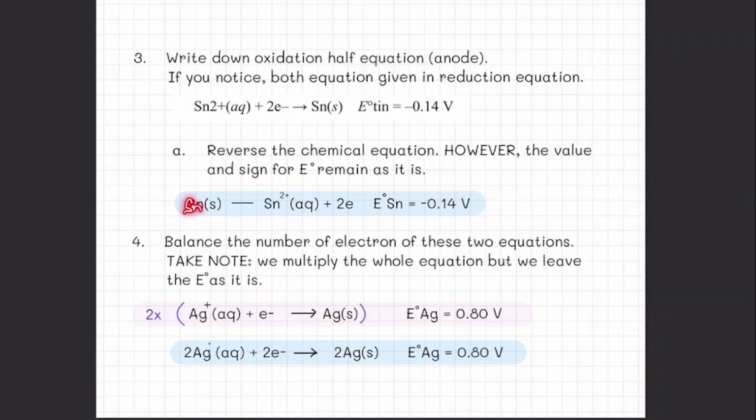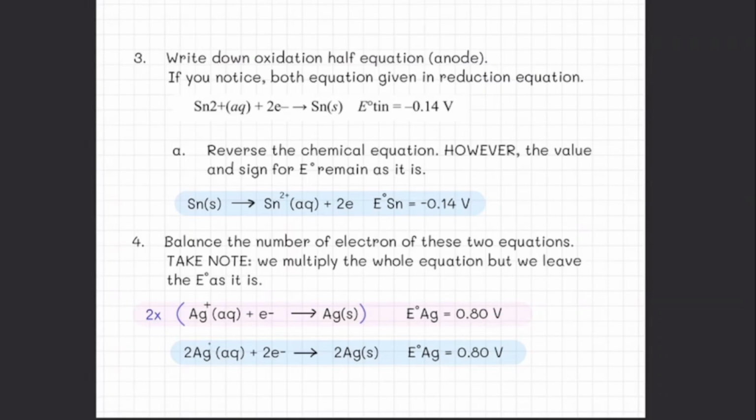Meaning that we only reverse the equation, so we write down here tin solid producing tin ion plus 2 electrons, with E naught of tin, which is negative 0.14. So like I said, please take note that you don't have to change the sign for the half cell, and you don't need to do anything to the value.